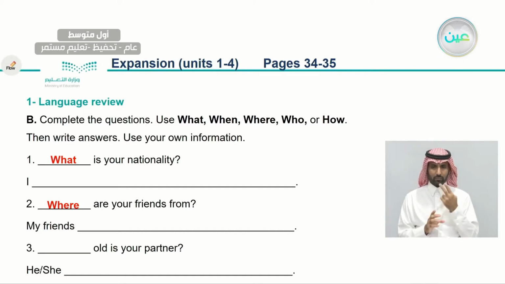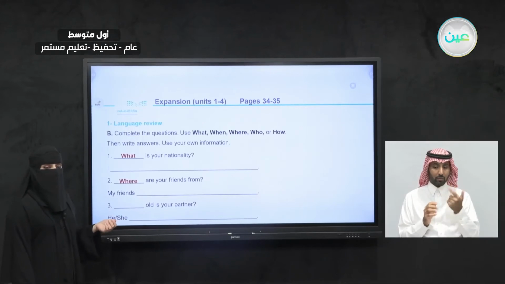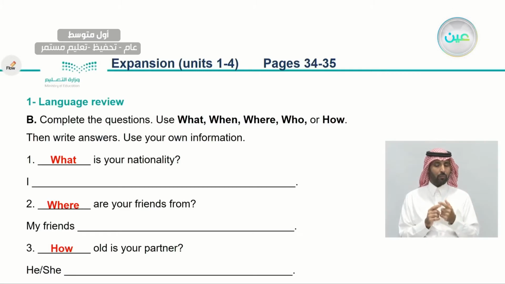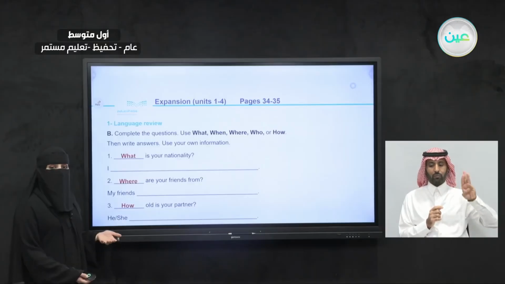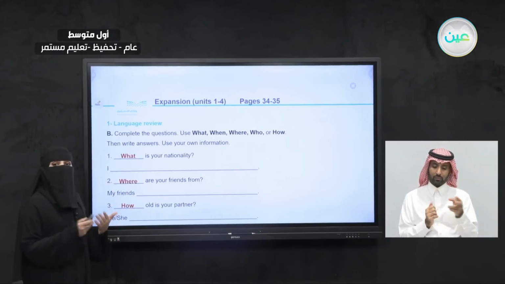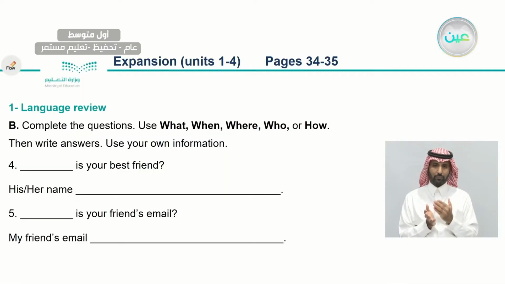Let's look at number 3. Space, old is your partner. Look at this word right here, old. What do you think I'm going to ask about? Good job. I'm asking about the age. How old is your partner? And the answer would be, he or she is 13 years old, 14 years old. The answer will be different, depending on your partner's age, okay? So let's go to the next part.